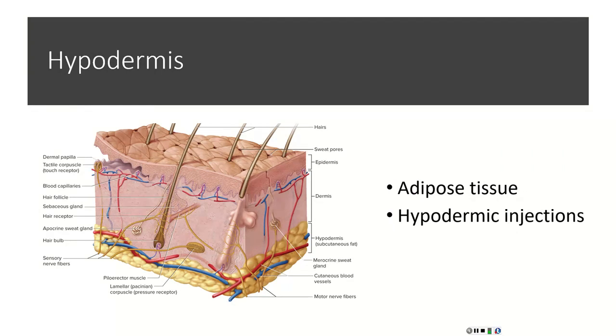And finally, let's talk about the hypodermis. The hypodermis, again, not a true layer of the skin. It's down here deep to the epidermis and the dermis both. It's primarily adipose tissue, so yellow fat. And it's going to be an important site for hypodermic injections. If you ever get a hypodermic shot, they are injecting into your hypodermis.